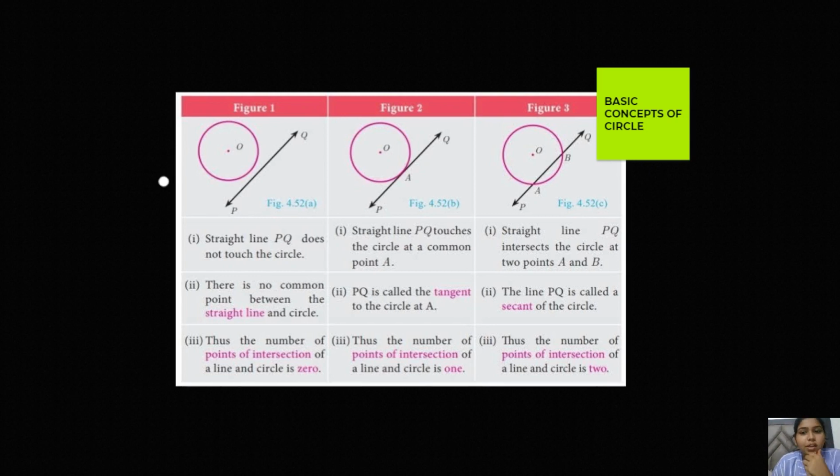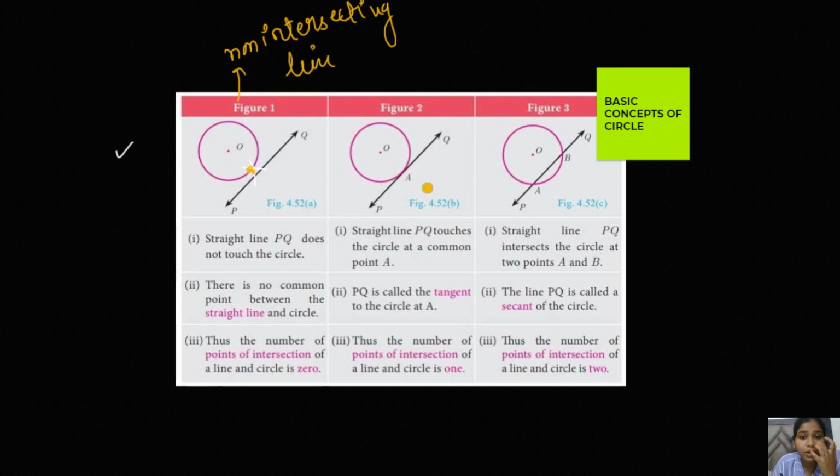Let's have a look at this table. This is picture number 1, picture number 2 and picture number 3. As you can see in picture number 1, the straight line PQ does not touch any side of the circle. There is no common point between the circle and the straight line. Thus the number of points of intersection is 0, and this line is known as a non-intersecting line.